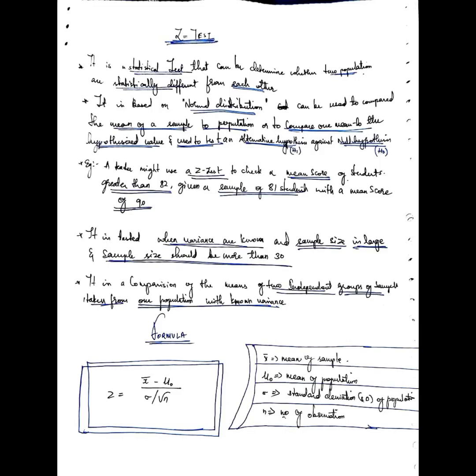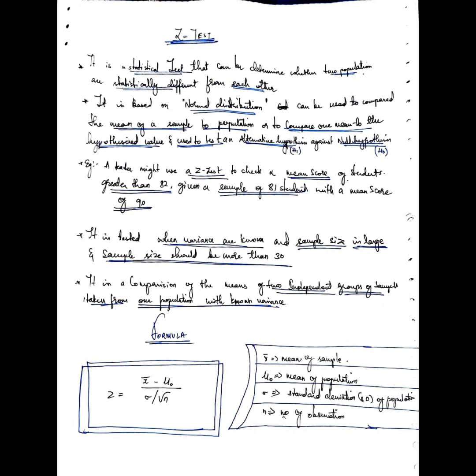Today we are going to learn about Z-test. It is a statistical test that can be used to determine whether two populations are statistically different from each other. It is based on a normal distribution, and can be used to compare the mean of a sample to a population, or compare one mean to the hypothesized value. It is used to test an alternative hypothesis, that is H1, against the null hypothesis, that is H0.